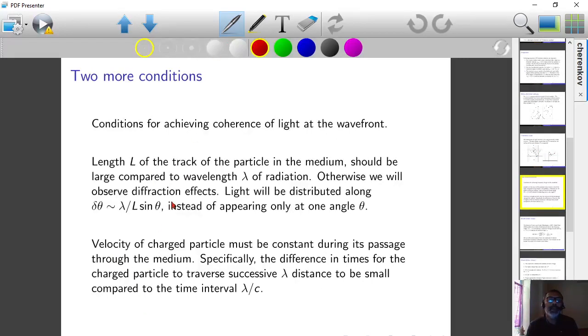And second extra condition is that the velocity of the charged particle must be constant during its passage through the medium. Specifically, the difference in times for the charged particle to traverse successive lambda distances should be small compared to the time interval lambda by c.